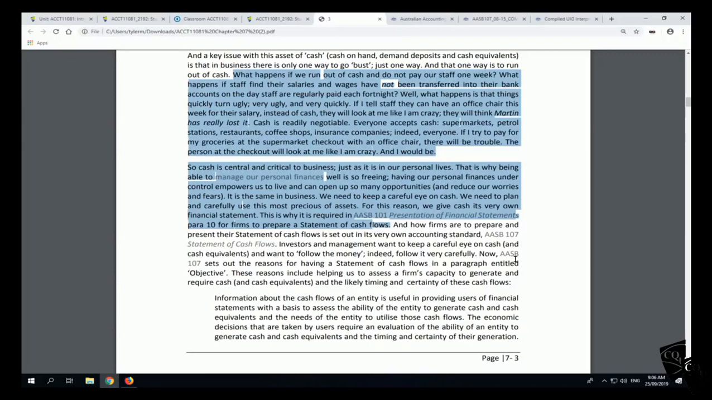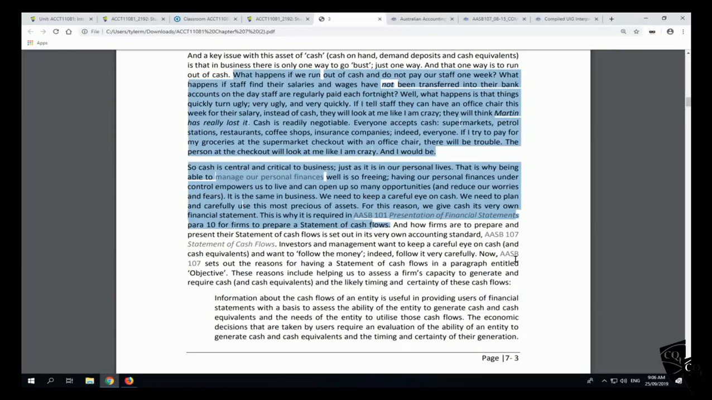Well, what happens is that things turn ugly, very ugly and very quickly. If I tell staff they can have an office chair this week for their salary instead of cash, they will look at me like I'm crazy. They will think Martin has really lost it. Cash is readily negotiable. Everyone accepts cash. Supermarkets, petrol stations, restaurants, coffee shops, insurance companies, indeed everyone. If I try to pay for my groceries at the supermarket checkout with an office chair, there will be trouble. The person at the checkout will look at me like I'm crazy, and I would be.